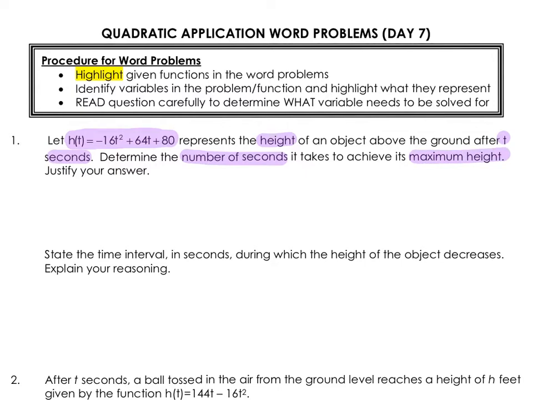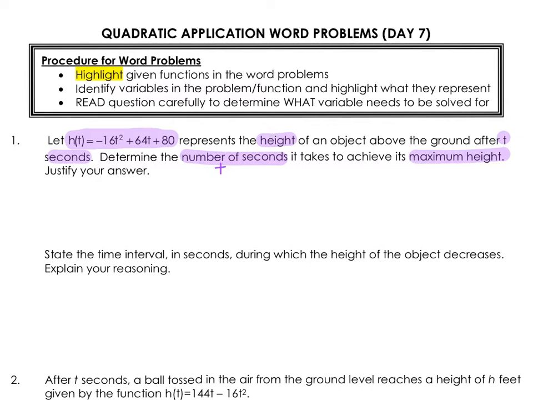For this one, they're asking for the number of seconds, so I don't know the t value. This tells me I'm looking for t. It takes to achieve its maximum height. When we think about maximum height, we're looking to see when it hits its highest. This is a frowny face parabola because of the negative a value. So we're looking for the axis of symmetry. That's going to cut it right in half and go through your maximum or minimum, in this case, the maximum.